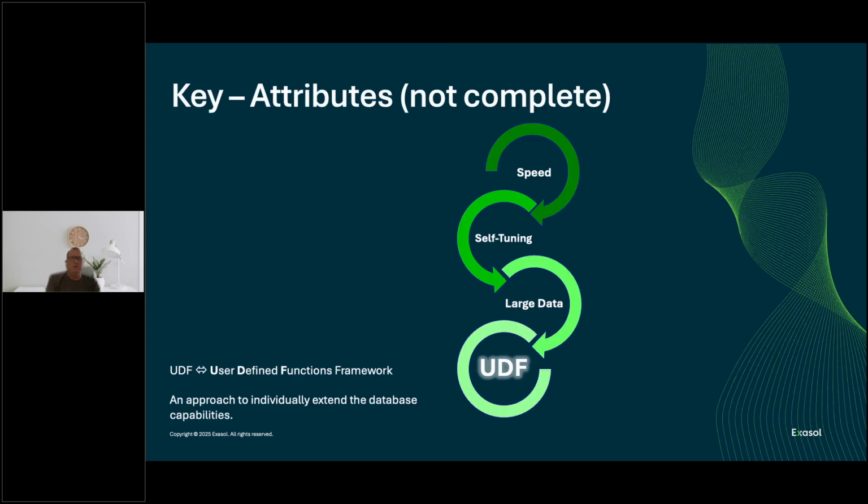So what are the key attributes? They are definitely not complete, but most people are talking about speed when they're talking about databases. The faster the database, the better. Self-tuning, which means a database should be like a black box, should correct itself, should tune itself, and obviously it should also be capable of working with large data.